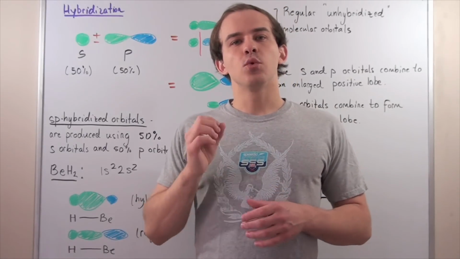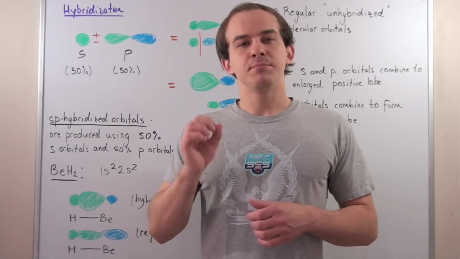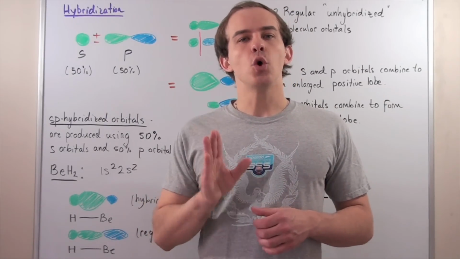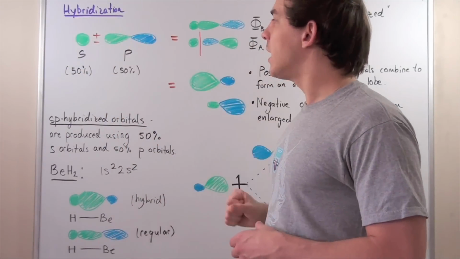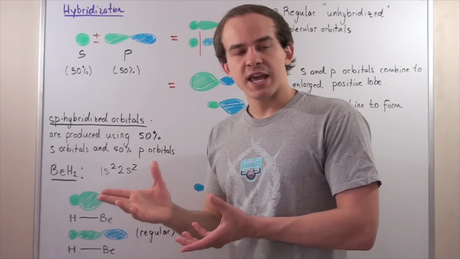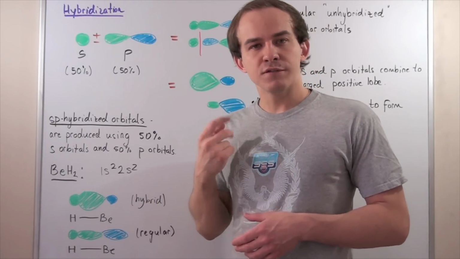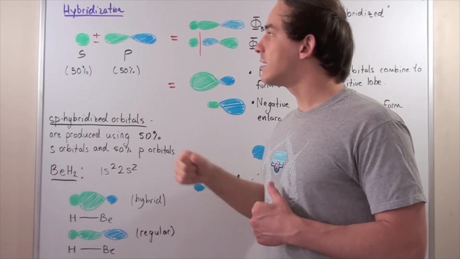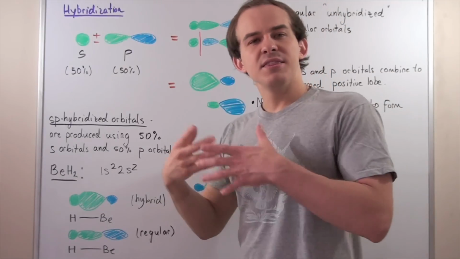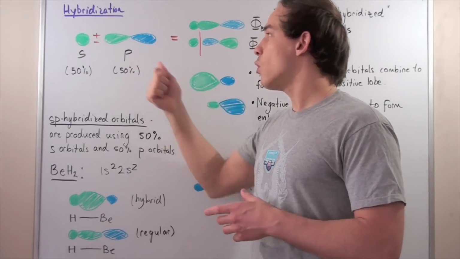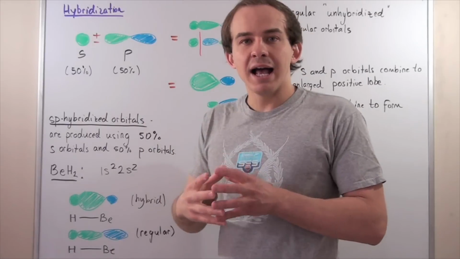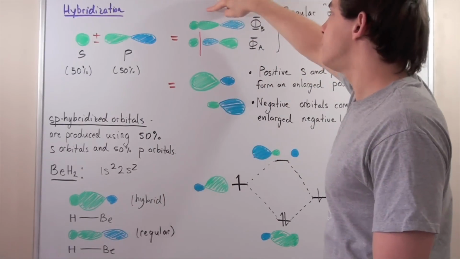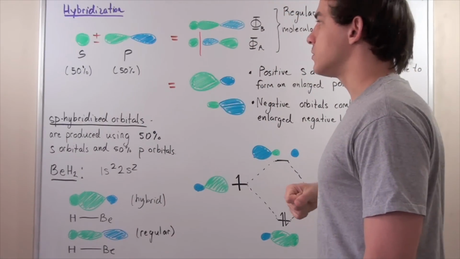So in this lecture, we're going to begin our discussion on a process in organic chemistry known as orbital hybridization. So let's begin with the following depiction. In our first case, let's suppose we have two different atoms. The first atom donates an s orbital, and the second atom donates a p orbital. So these two orbitals will combine in a way to form the following molecular orbitals.